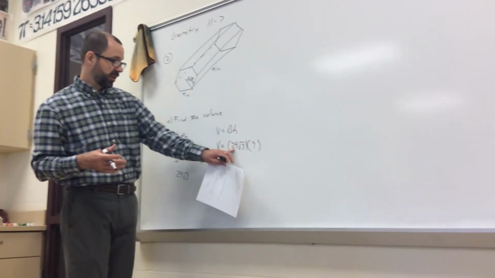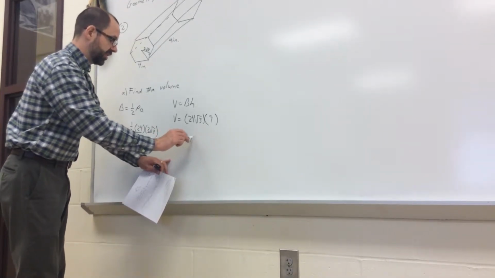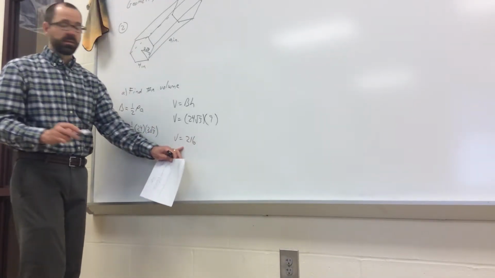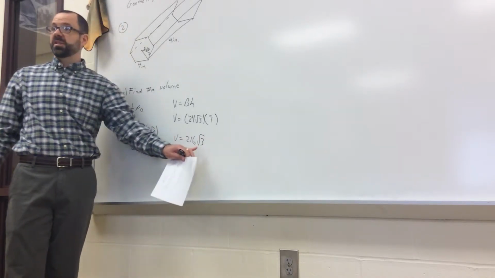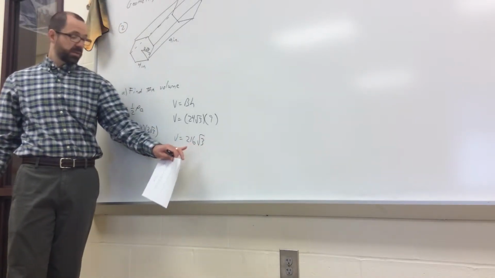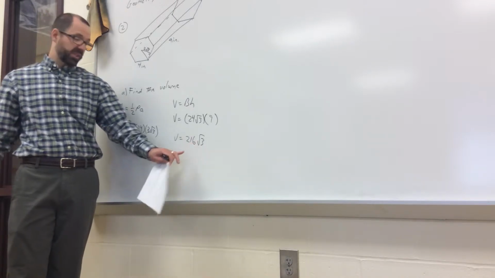All right, then you take the 24 multiplied by the 9, and that's 216. Again, I could multiply 216 times root 3, but that would give me a nasty decimal, so I'm just going to leave it like this.